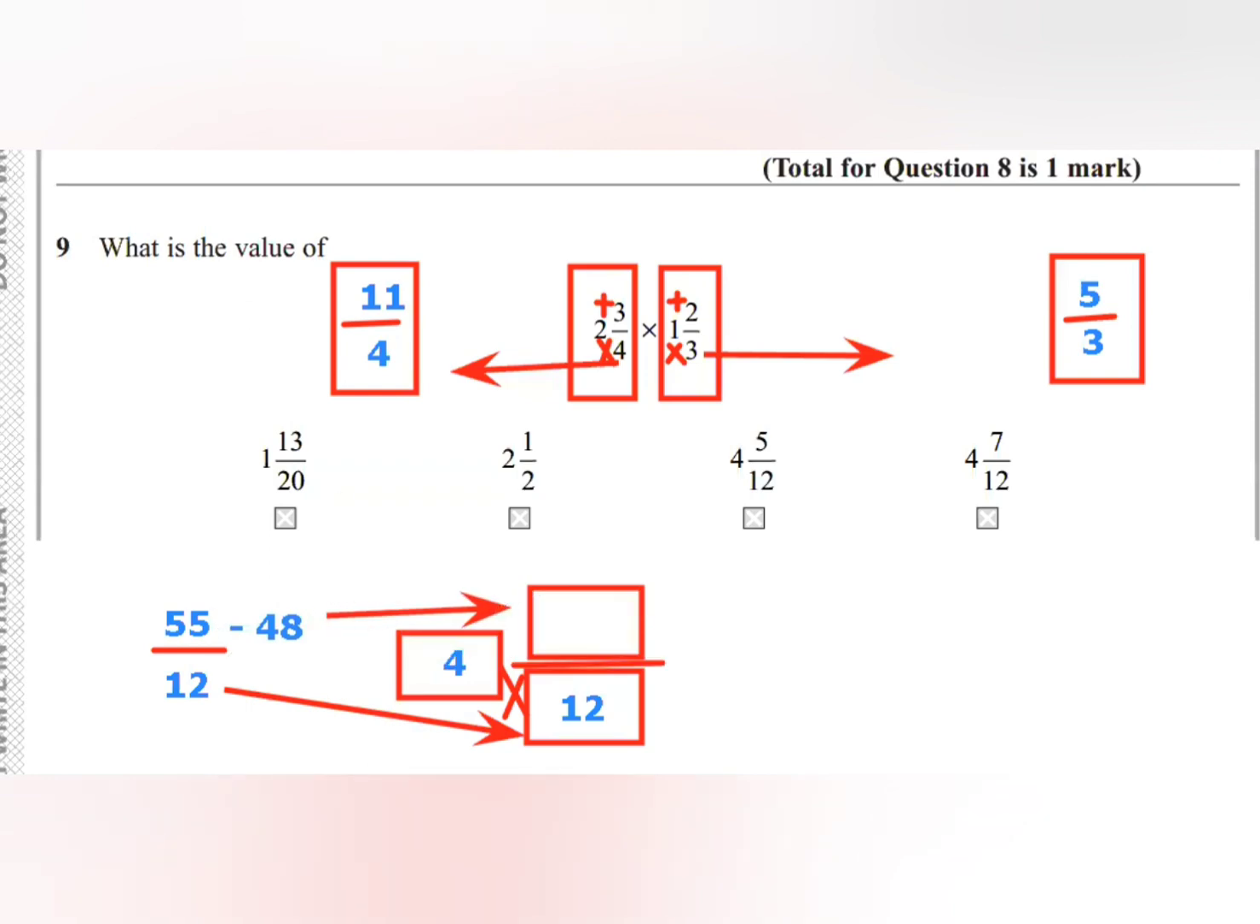So again, we put the same denominator, divide 55 on 12, we get 4.5. We use the 4 only. Multiply the 4 by 12, we get 48. We subtract it from 55, we will get the numerator's number. So 55 minus 48 is going to be 7. So the final answer will be 4 and 7 over 12. So this is the final answer for this question, 4 and 7 over 12.